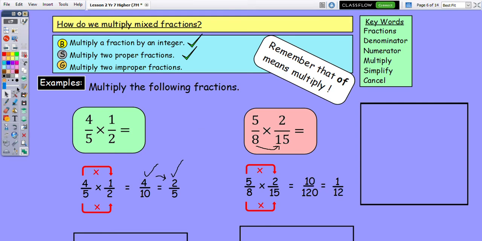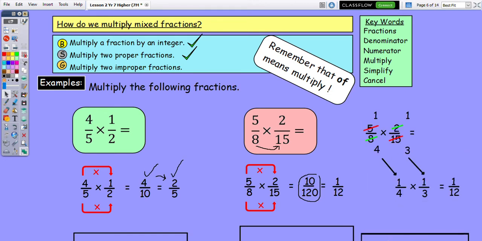Okay, so what I thought I'd show you is a simplified way of reducing the size of these numbers. Okay, this method doesn't always work, but 9 times out of 10 it does. Okay, so what I'm going to attempt to do is try and simplify the question rather than perform the multiplication and then simplify. Okay, hopefully this makes sense and you sort of understand what I'm saying here.